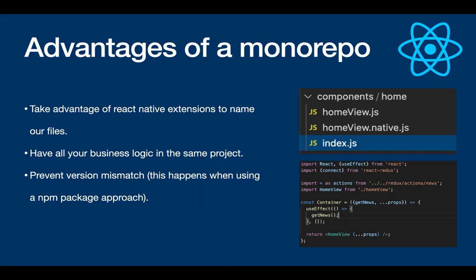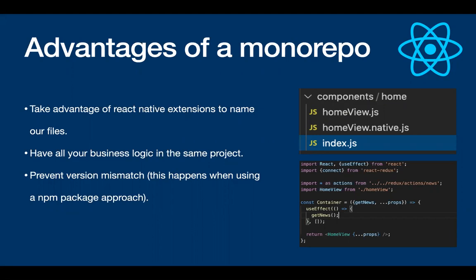So this is something that is really useful about React Native: if you configure the files with extension .native.js, React Native will execute those files instead of the plain .js. So for example, this is a real quick example. If you have a home view.js and a home view.native.js, by importing without specifying the extension, each platform will take the file that it needs.